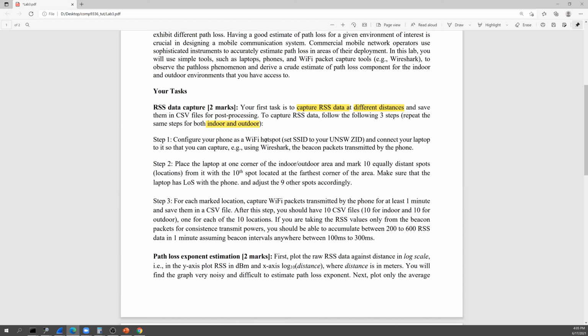The first step is just to create a hotspot and connect to it. I don't think I need to talk a lot about this one because it's very easy and you have done it in Lab 2. Step 2 is to place the laptop at the corner of the indoor area. So let me open a link here. What do we need to do? Let me draw it.